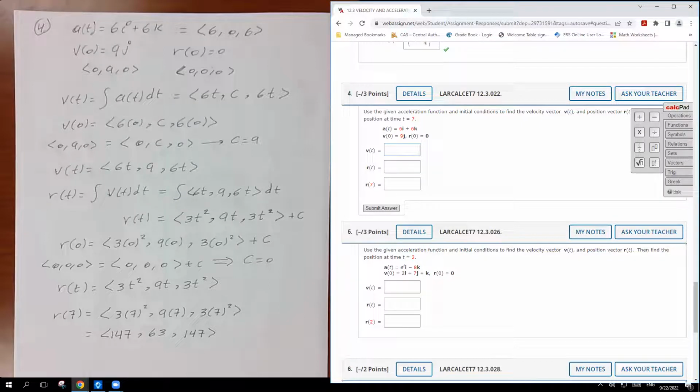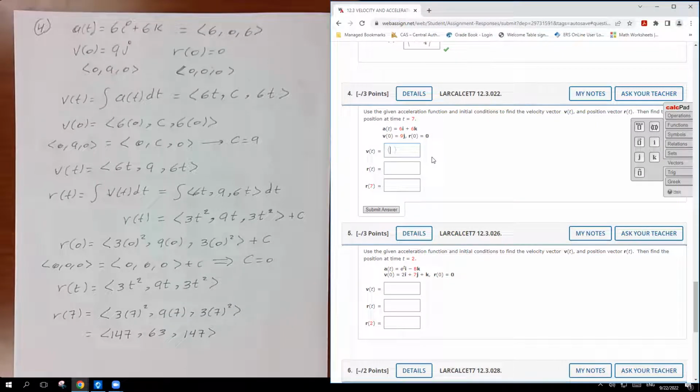Let's write it down as a vector. Question 4. So v of t is going to be, as a vector, 60, comma, and it's going to be c. Where is the position vector? Here is the position vector, 9, comma, and also 60.